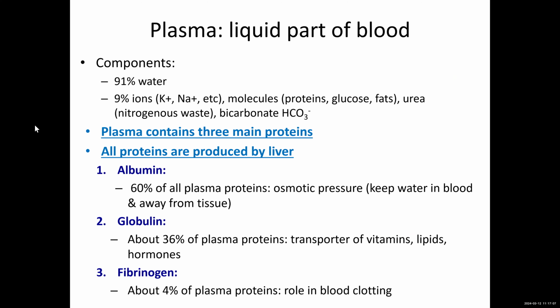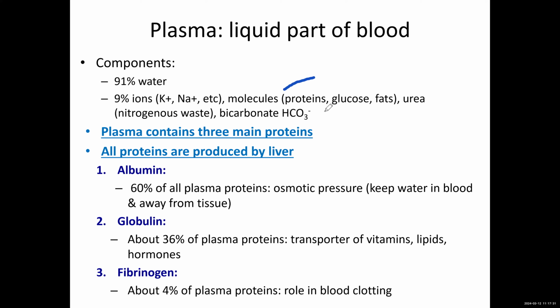Now let's look at plasma. Plasma is mostly water. It's 91% water and 9% ions like potassium and sodium, and molecules such as proteins, glucose, and fat, urea, which is nitrogenous waste, and bicarbonate. This is a part of our buffer system.